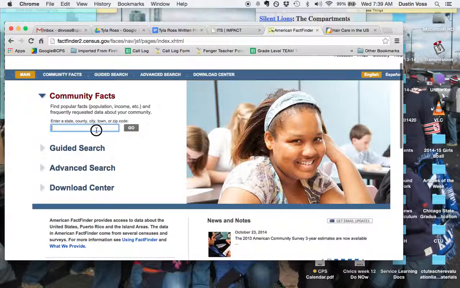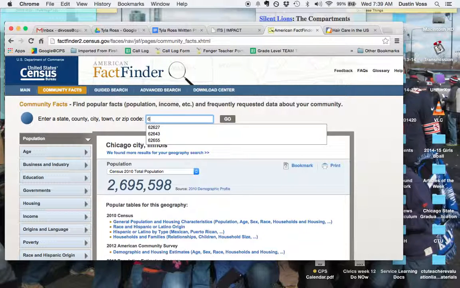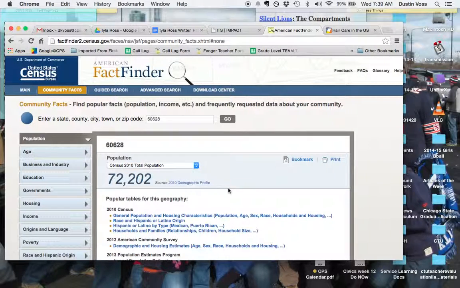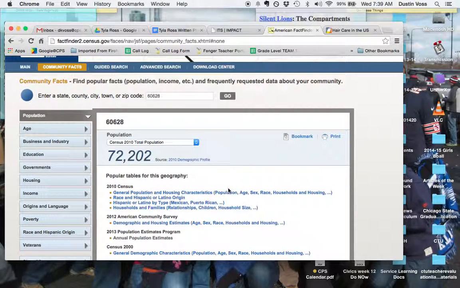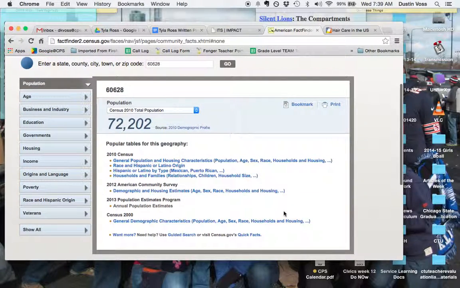Hey, look at that. All right, so Tyler's going to be making her product, selling it in Chicago. She could even go by zip code. So we know she's going to start small, so I'm going to do 60628, right by the school. Okay, look at that. It's 72,000 people in the Roseland area. So that would be my potential target. That would be the start of my potential market.